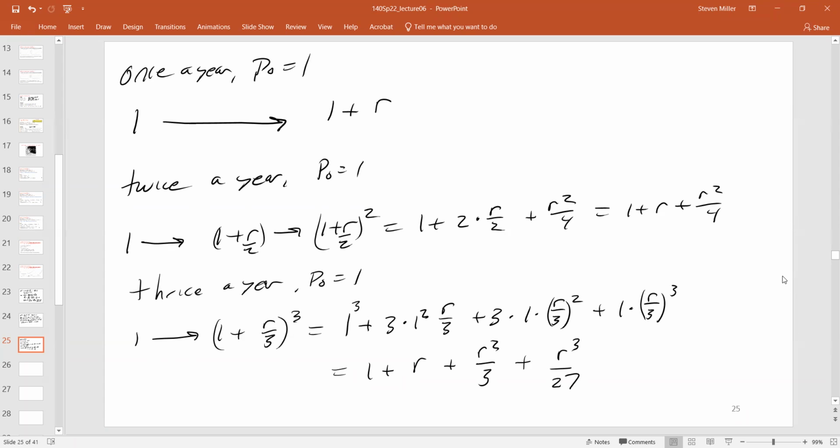Is that better than twice a year? Why is it better than twice a year? Is it better than twice a year for any positive r? So which would you rather have, r squared over 4 or r squared over 3 plus r cubed over 27? Which is better for you?